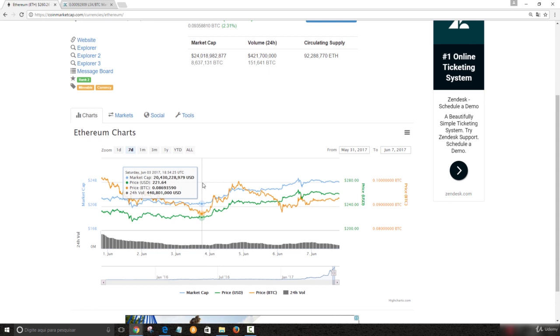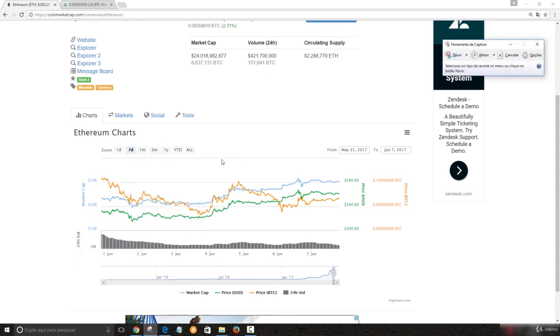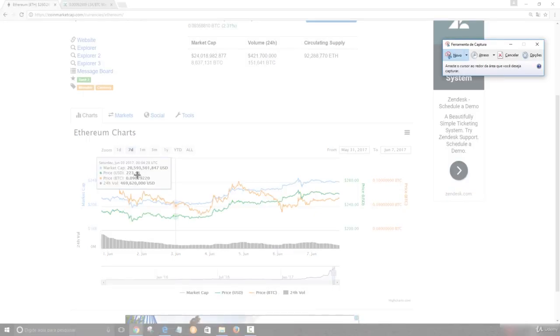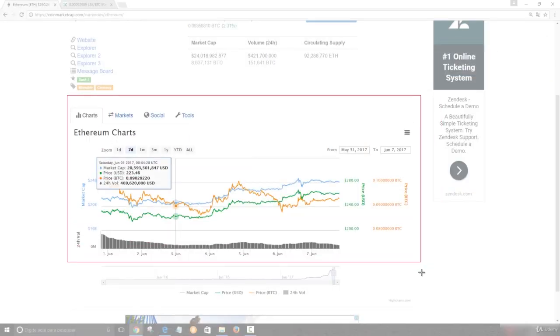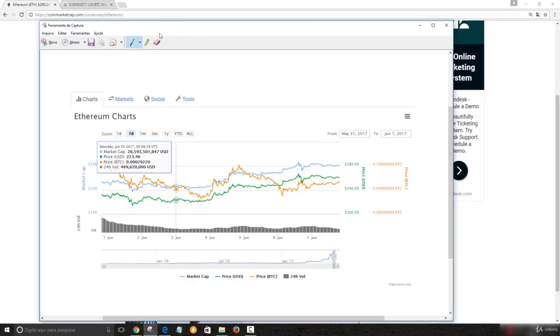So I'm going to copy this again. I'm going to snip it again. Take a look at this. Alt-N, capture. I'm going to capture just this part here. Look at this. Here you have the last 24 hour volume for this currency, $469 million. The price, in orange, is the price.